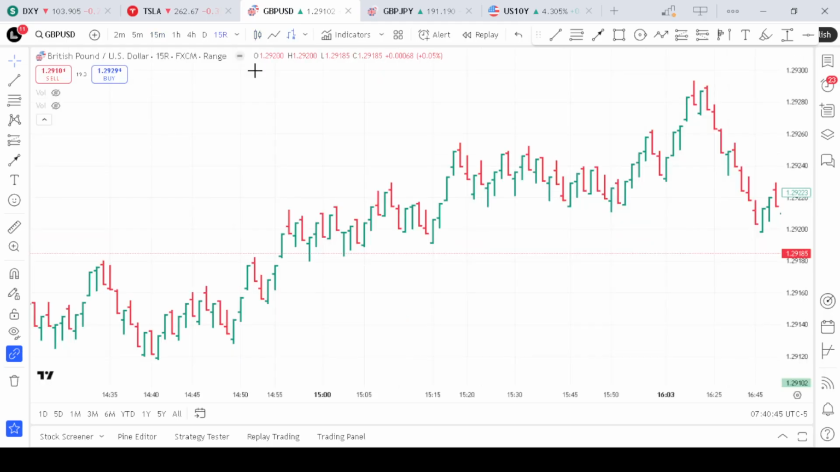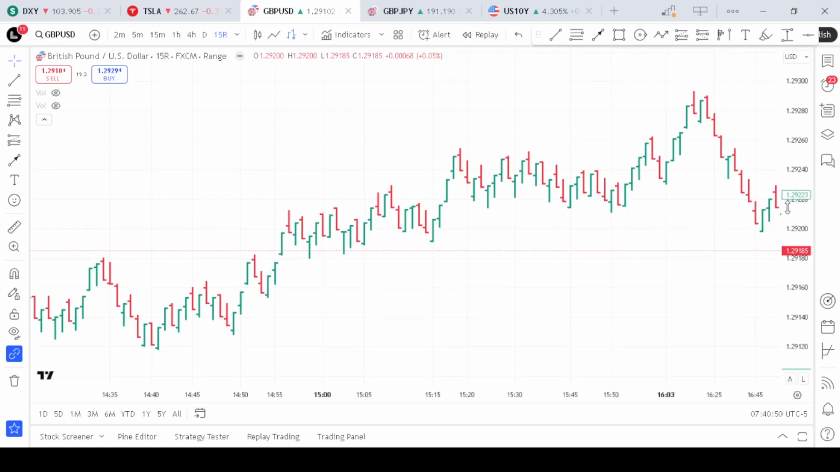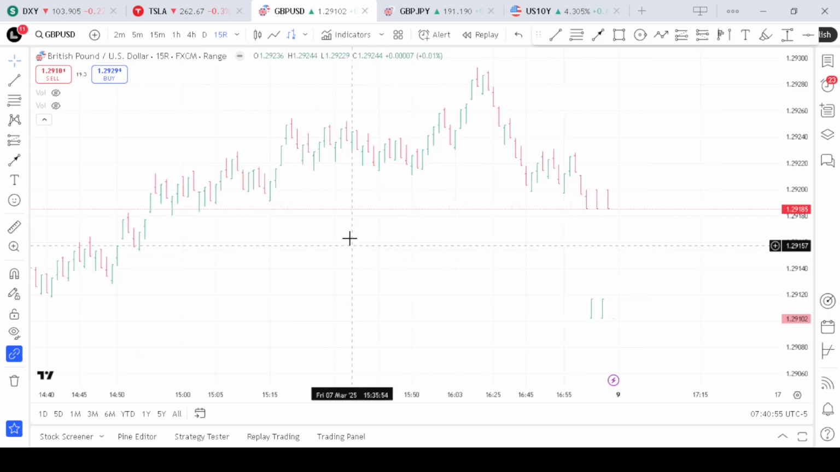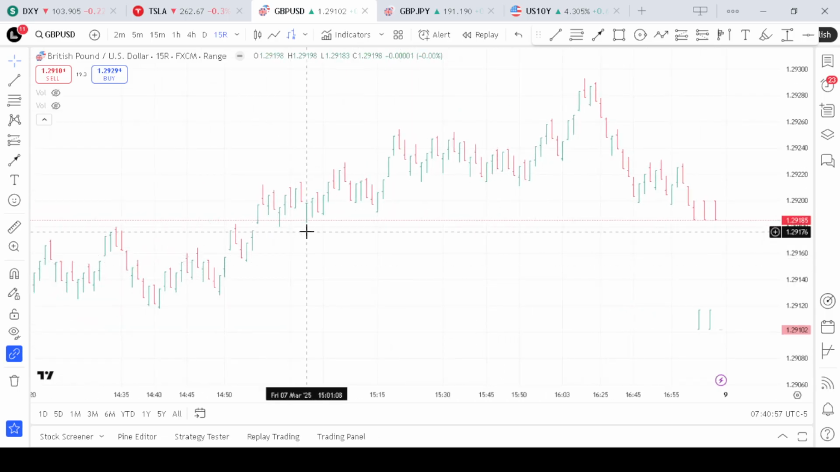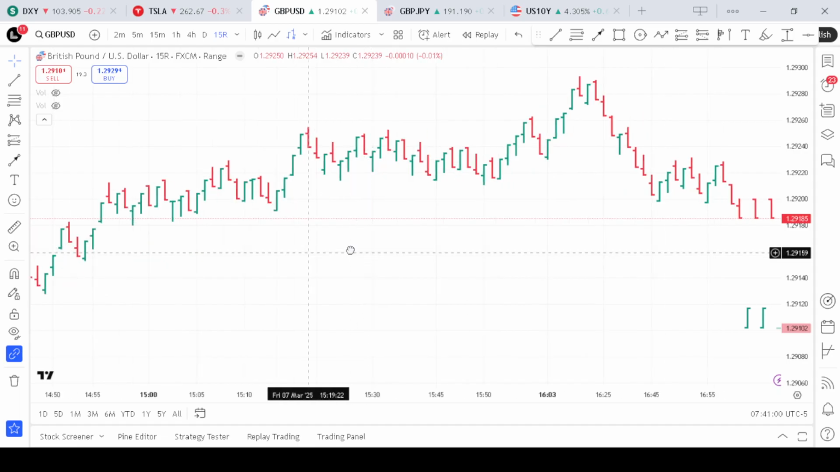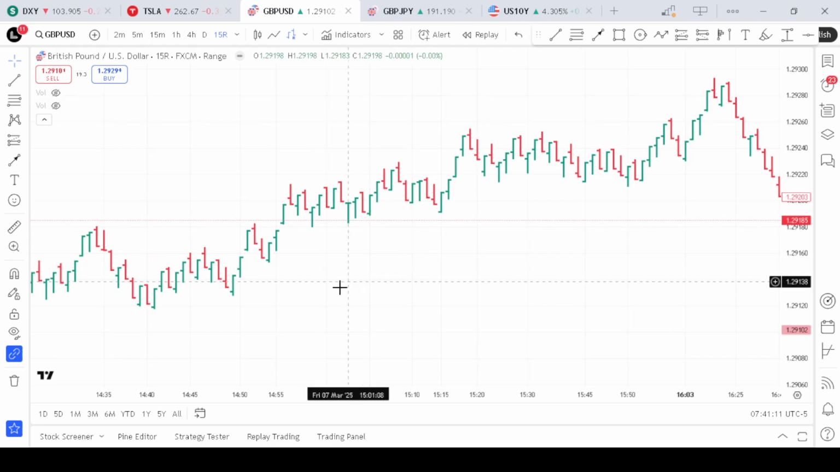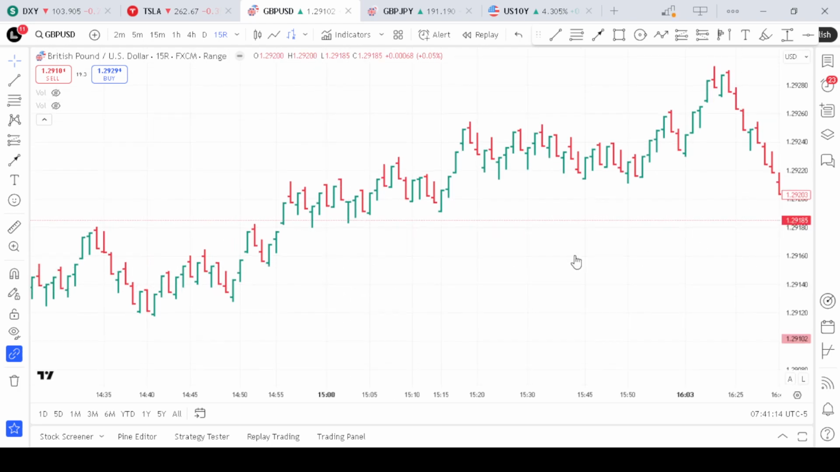As you can see in the chart, the range bar provides a clear picture of price action, filtering out the noise or minor fluctuations in price. Each bar represents a set price range, making it easier for you to identify trends and potential trading opportunities. Here are some key characteristics of the range bar, which include consistent bar size. Every bar has the same price range from high to low.